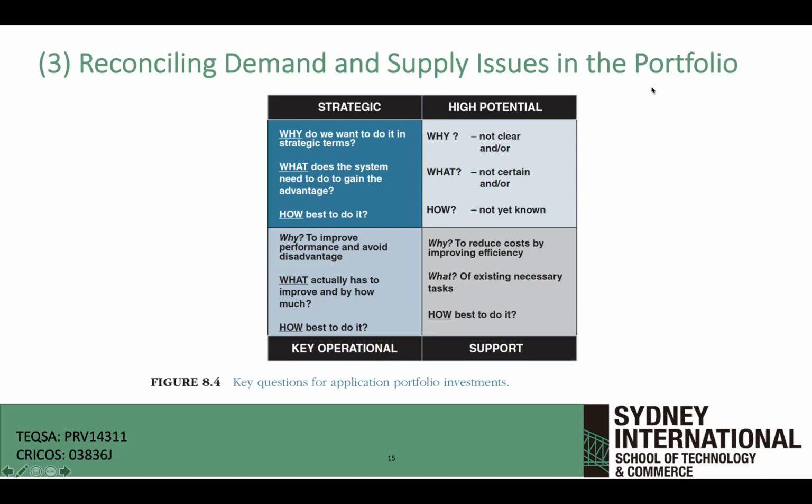But really simply, we need to know why we're doing something, what we need to do, and we need to measure what needs to be done, and how we actually do it. What does the system need to do? That's our demand. How do we do it? That's our supply. So you need to match what is needed to what is going to be supplied for us at a particular point of time.